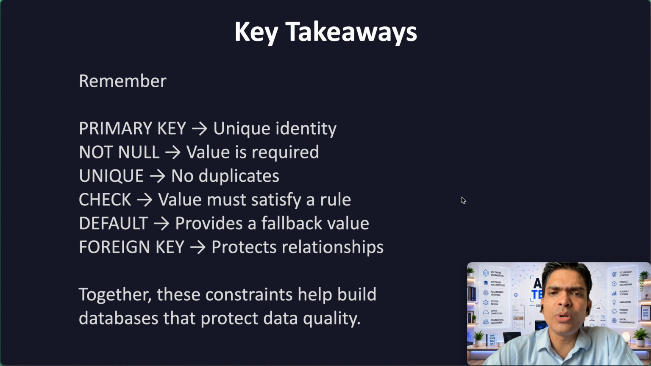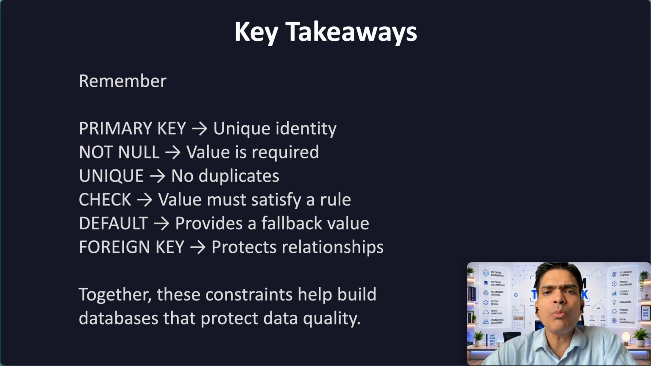Let's quickly summarize today's episode. A primary key gives a record a unique identity. Not null makes sure required values are provided. Unique prevents unwanted duplicates. Check allows us to enforce conditions on values, default provides a fallback value, and foreign key helps protect relationships between tables. Together, these constraints help us build a database that does not just store data, but also protects the quality of that data.